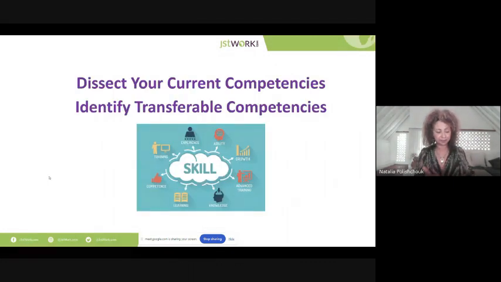Now, let's move on to dissecting your current competencies and identifying your transferable skills. As I said at the beginning, I'm going to keep this very different.